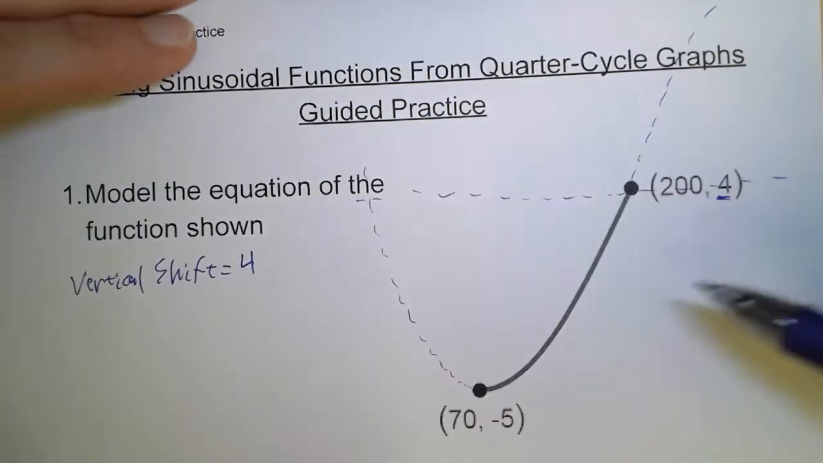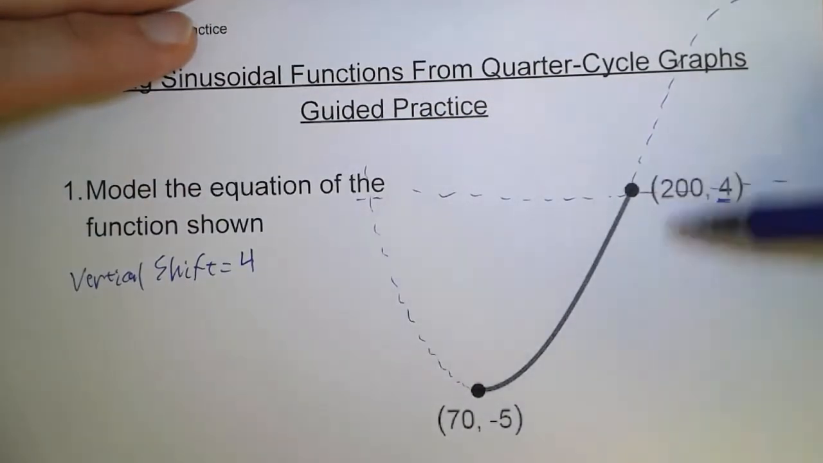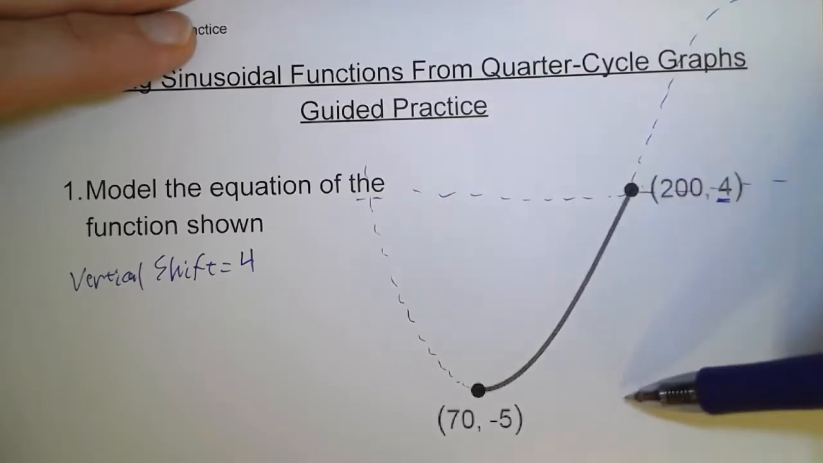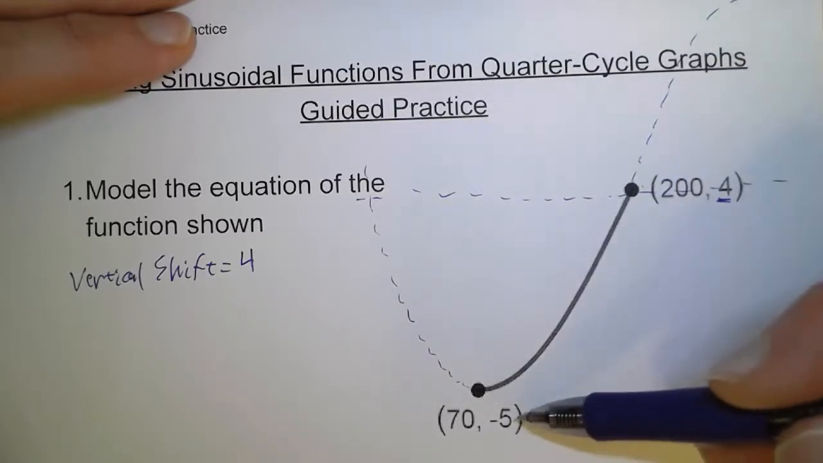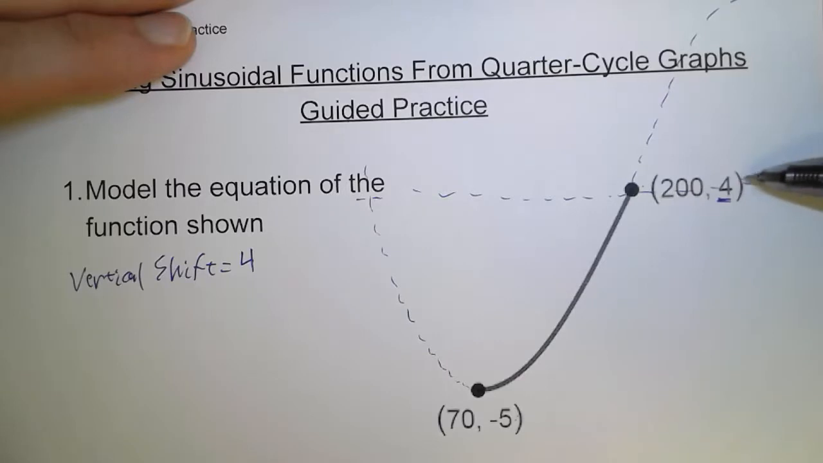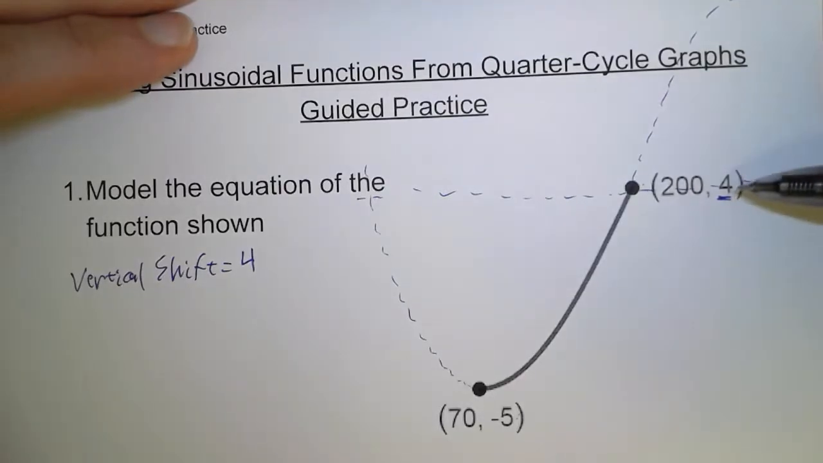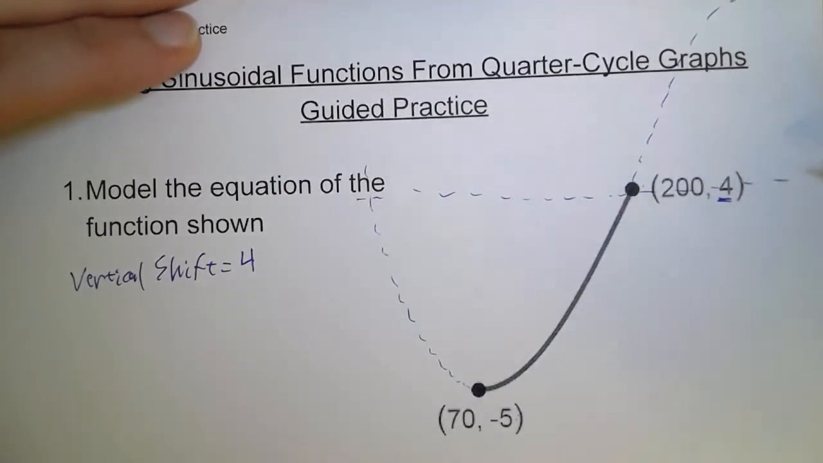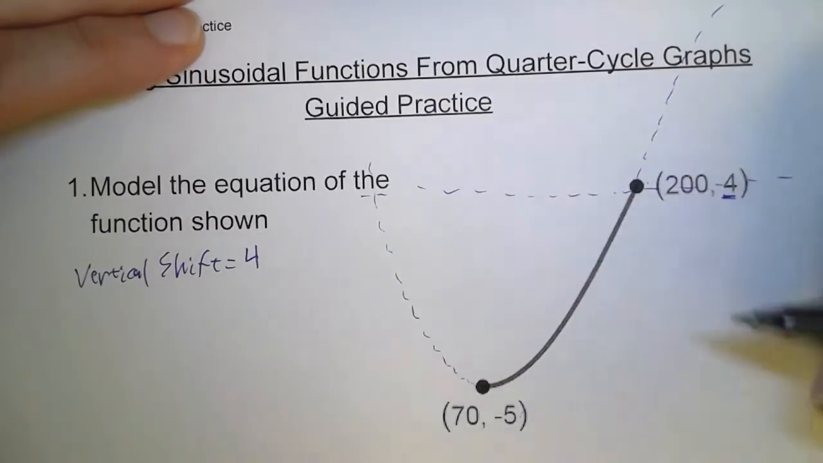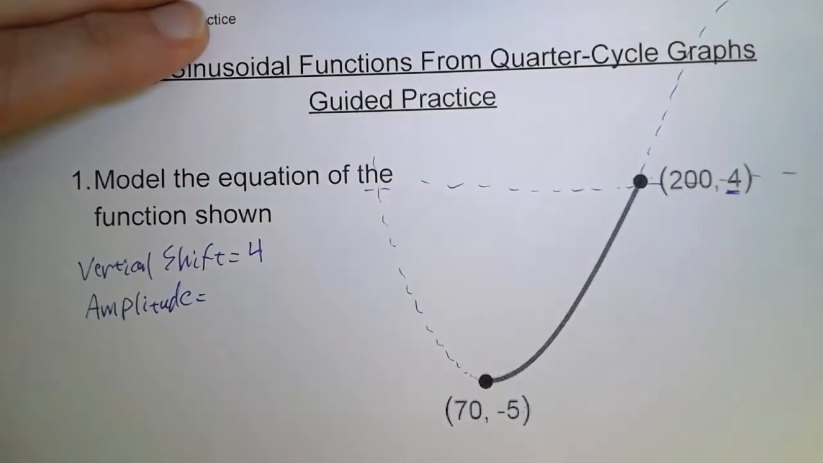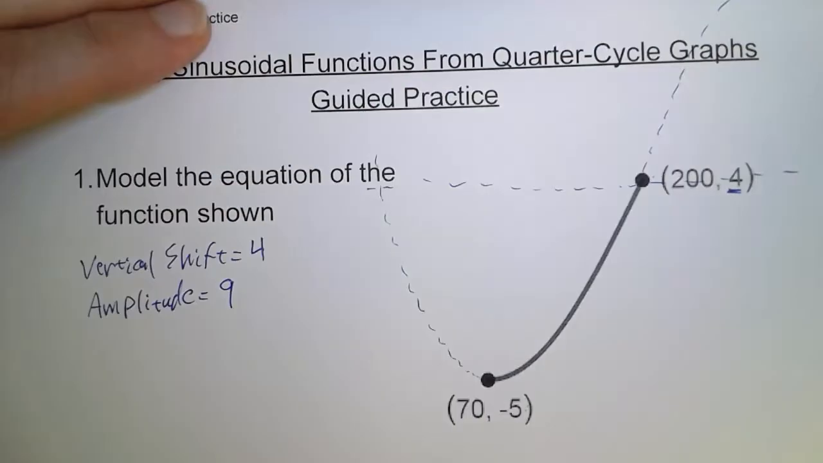Now we can say, well, what's the amplitude? Well, that's the distance up and down from this point to this point. So we're looking at the difference between this y value of -5 and this value of 4. Those are separated by a distance of 9. That's how far apart they are. So there is our amplitude. Amplitude is 9.